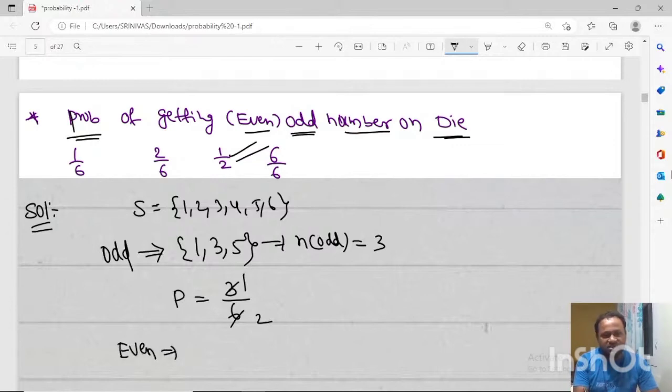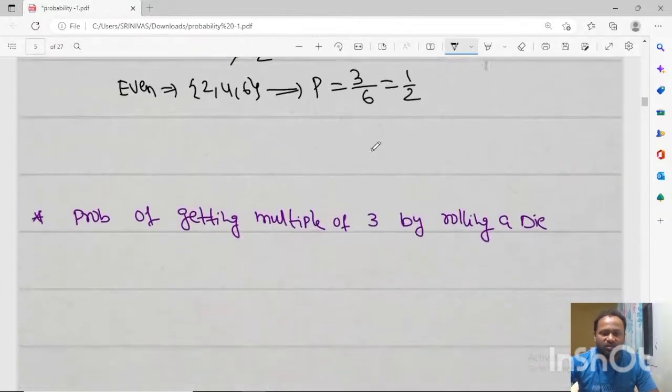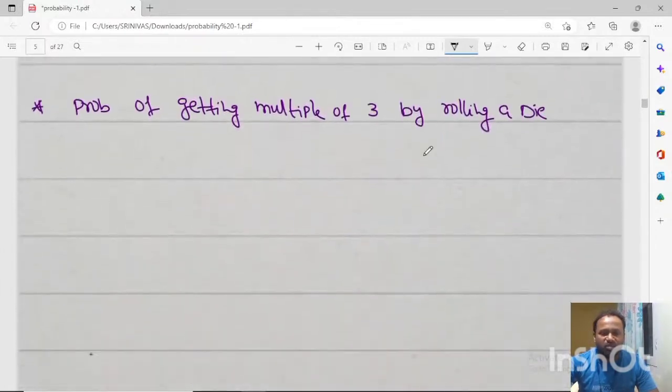Even is also the same. Even is nothing but 2, 4, 6 favorable. That means probability is equal to 3 out of 6, which is nothing but 1 by 2. Very easy. You can do the problem easily. Now, let me move on to one more problem.